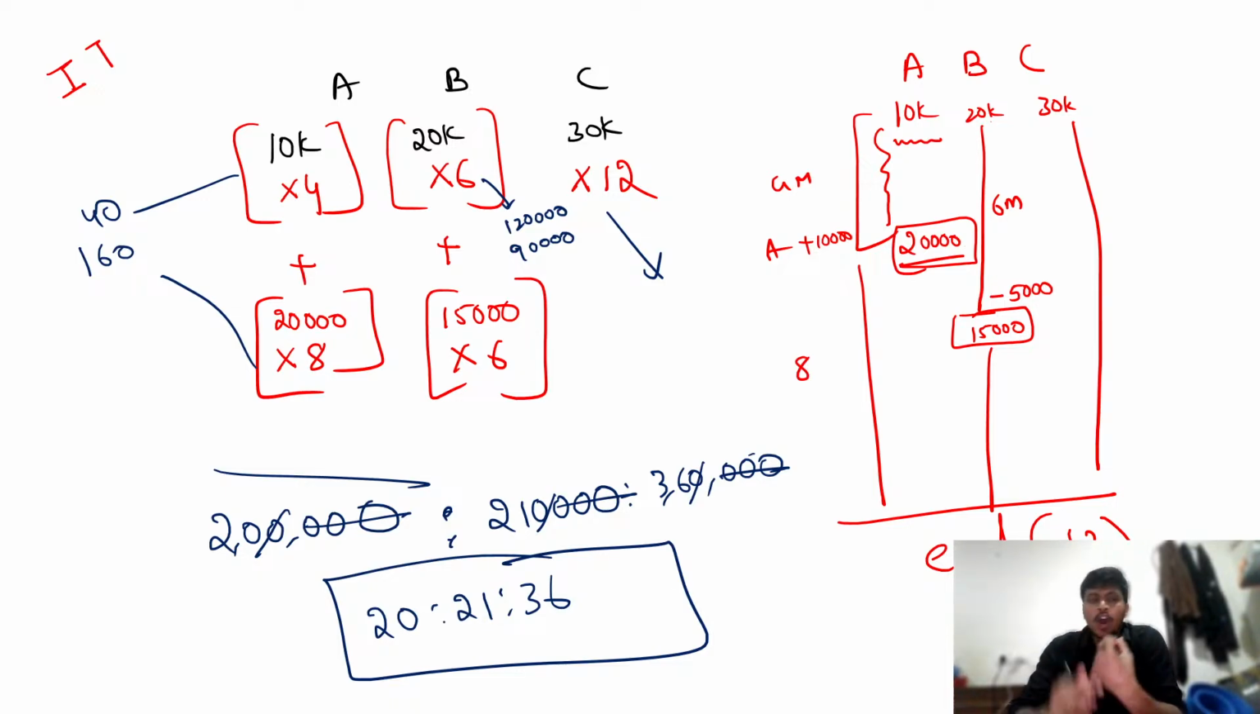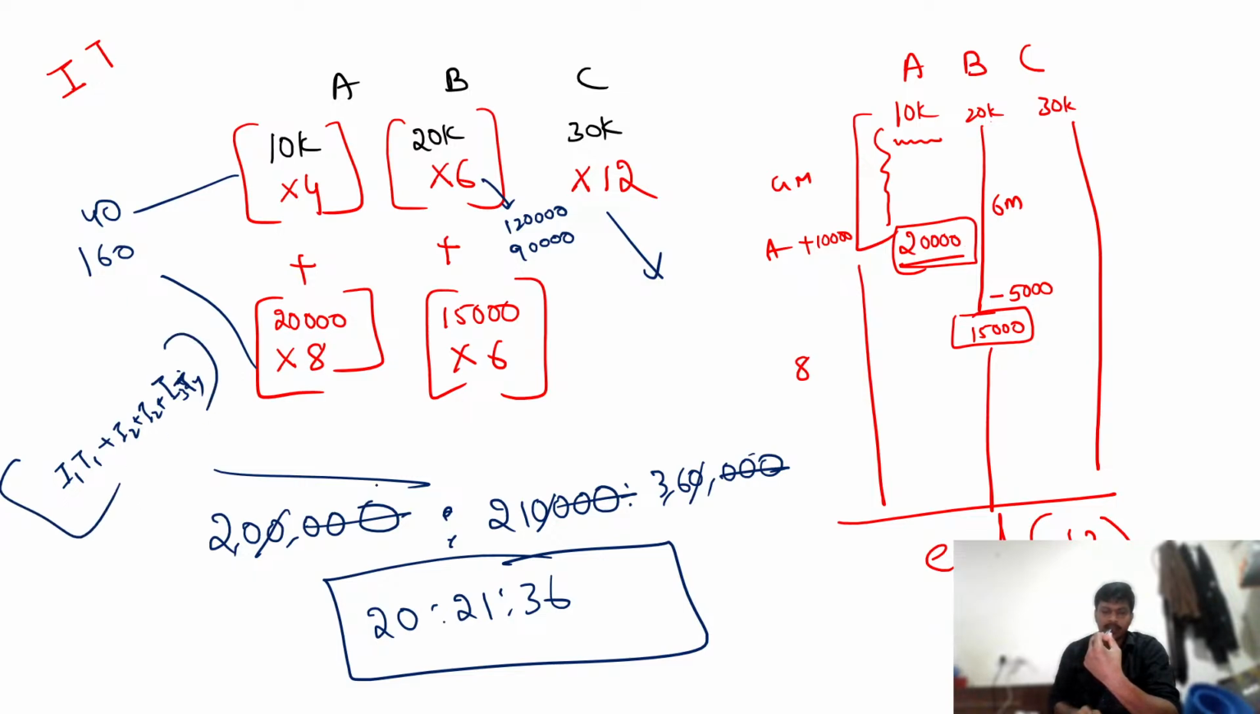So remember one thing: how much they are investing, and how long they are investing. In terms of format, it is first investment into first time period, plus second investment into second time period, plus, if there are more, third investment into third time period. Do this for the first person, again for the second person, and again for the third person. Then find your ratio by adding all of them.